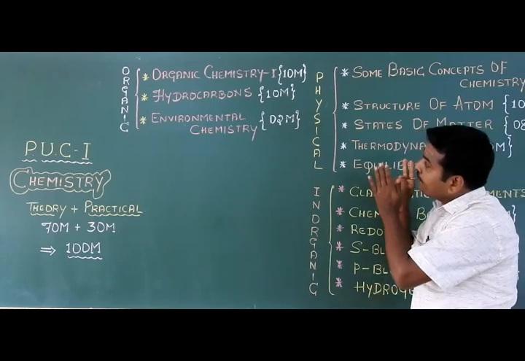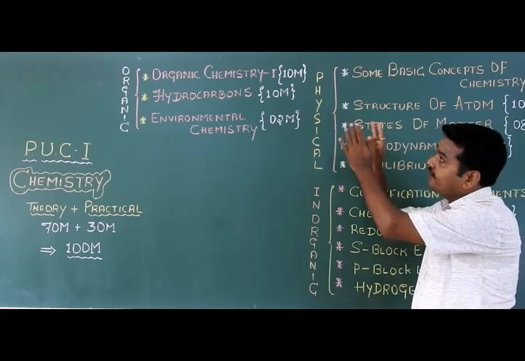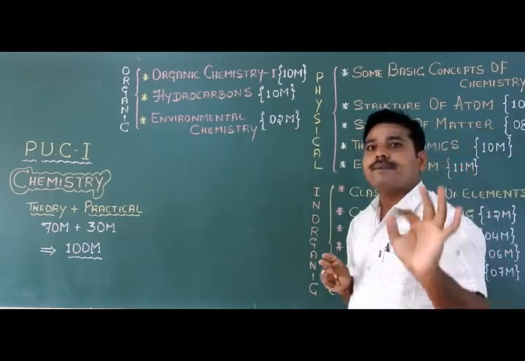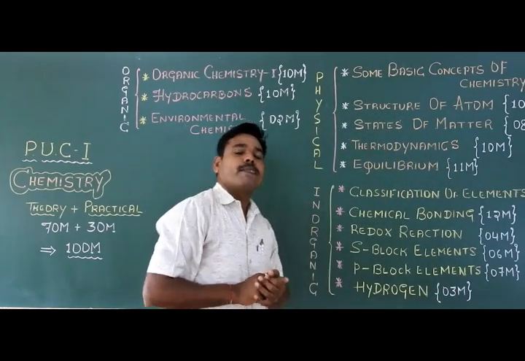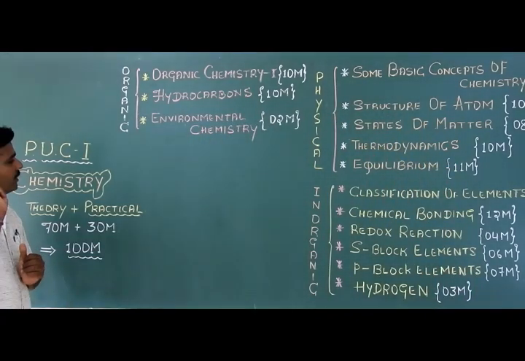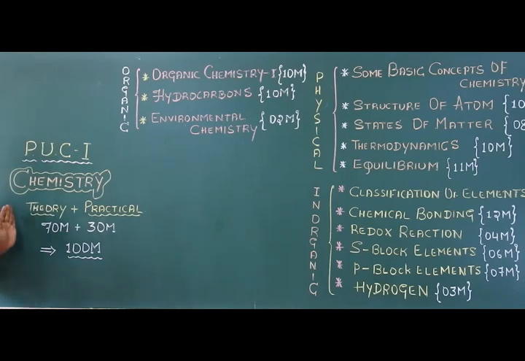Okay, please remember these chapters and the weightage of each chapter in PUC first year students. And so here, chemistry paper, you were writing a total 100 marks paper in high school, but for the PUC first year, so you are going to write a 70 mark theory paper and the remaining 30 marks for the practical part.